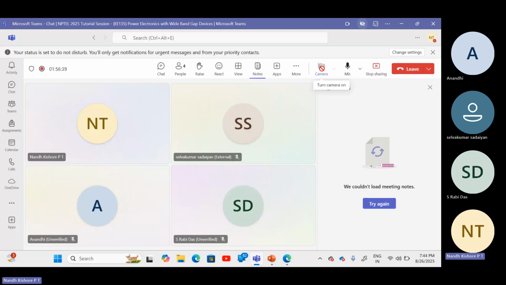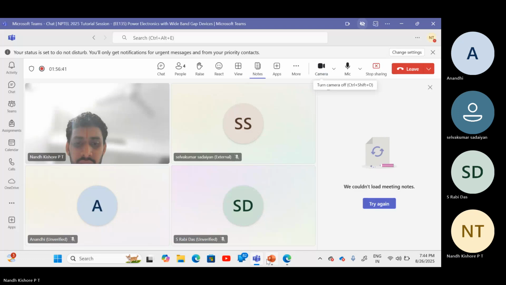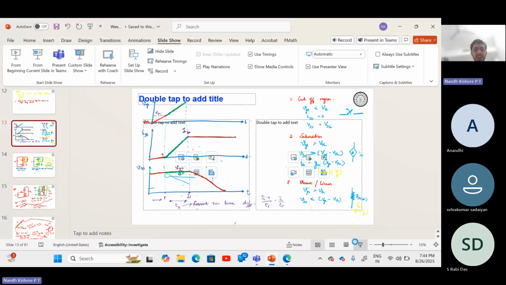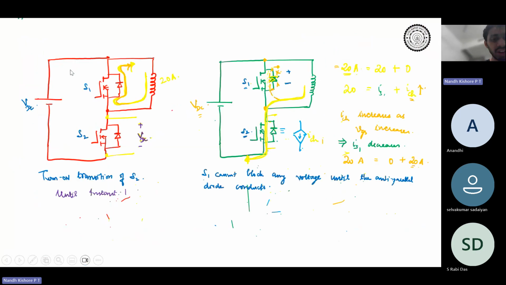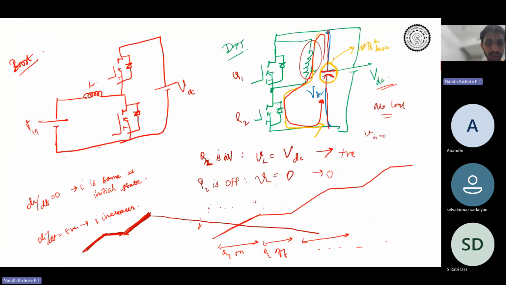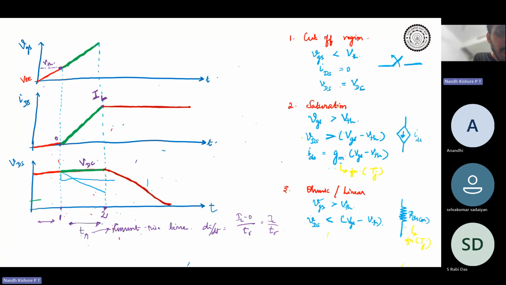Yeah. So as I was telling, during this interval, what happened? Your current increased from 0 to IL. Your VGS increased from V threshold, which was the starting point, to a point called V Miller. At the end of this interval, VGS reaches a point called V Miller.